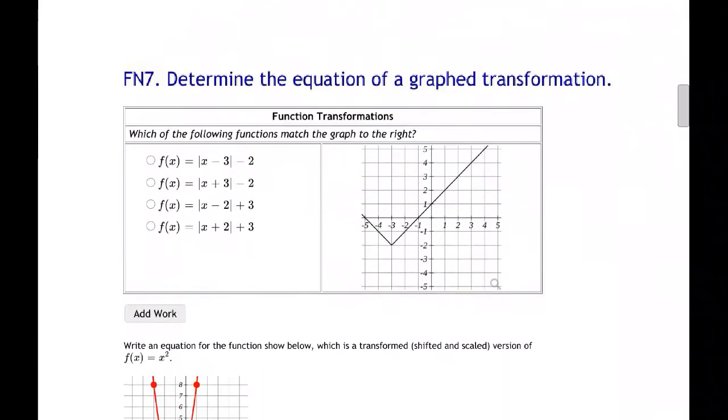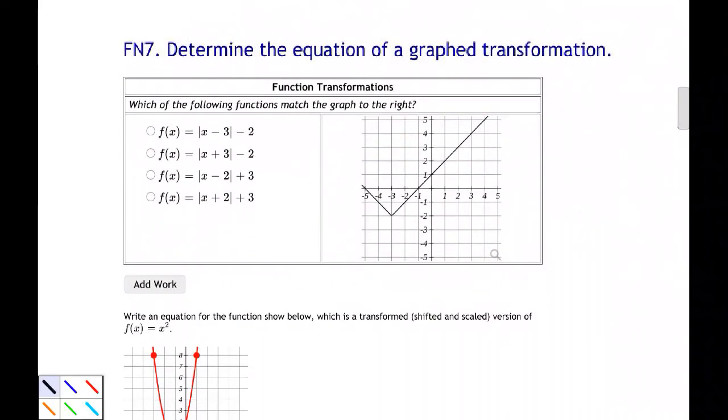All right. The next objective we're going to look at is FN7, which is going in the reverse direction. So determine the equation of a graphed transformation. So we already have the graph. We're determining the equation. So in this next question, or the first question for this objective, this has a V shape.